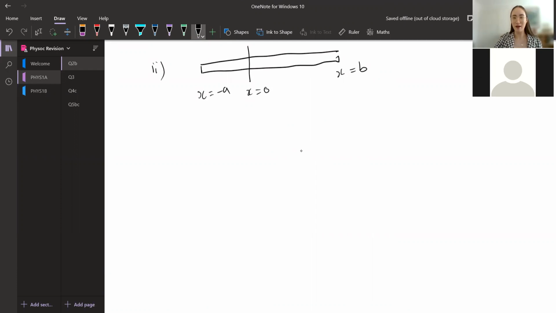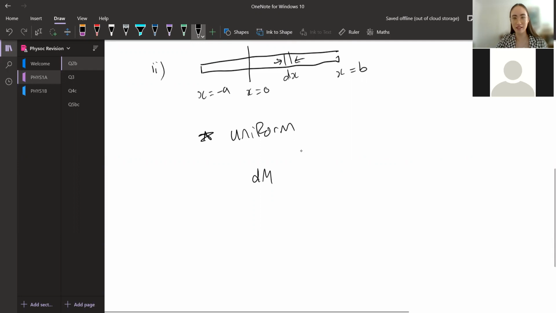So dm is going to be the mass of the rod, but we were told in the question that it is uniform, which means every tiny little dx component, say this is dx, is going to have the same mass anywhere along the beam, which means we could define the relationship between this mass and the length by ratios, where dm, the mass of this tiny little amount over the full mass m, is going to be equal to the length dx over the full length, which in this case will be a plus b.